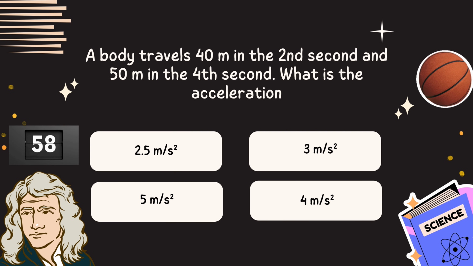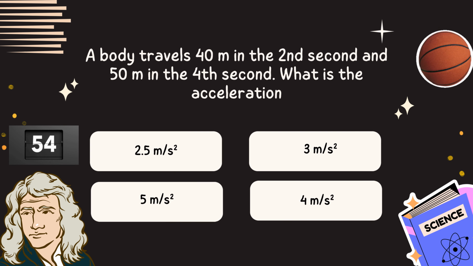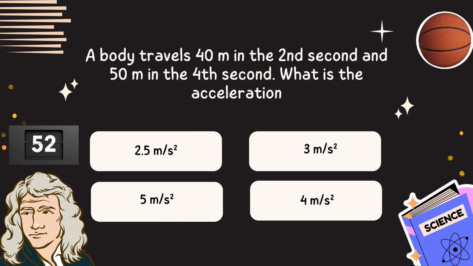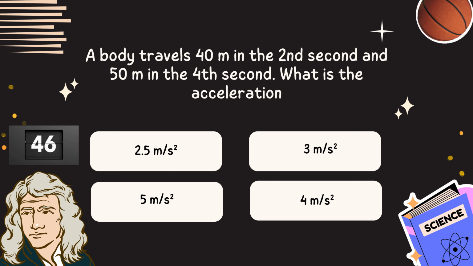A body travels 40 meters in the 2nd second and 50 meters in the 4th second. What is the acceleration? Options are 2.5 meters per second squared, 3 meters per second squared, 5 meters per second squared, 4 meters per second squared.